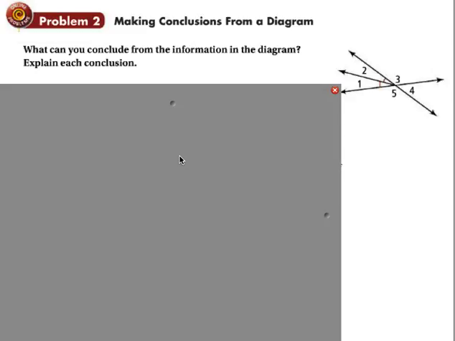What can you conclude from the information in the diagram and explain each conclusion? Well, when you look at this right now you can tell angle 1 and angle 2 are congruent because they're marked. It also looks like we have some vertical angles and some supplementary angles because we have some straight lines. So let's take a look.